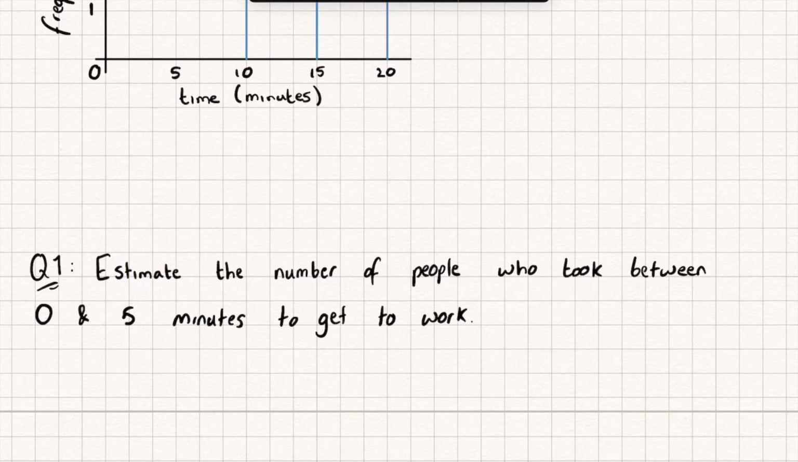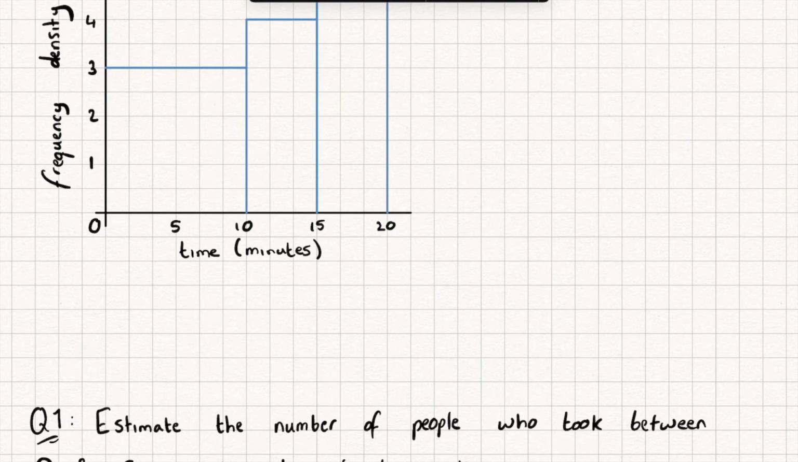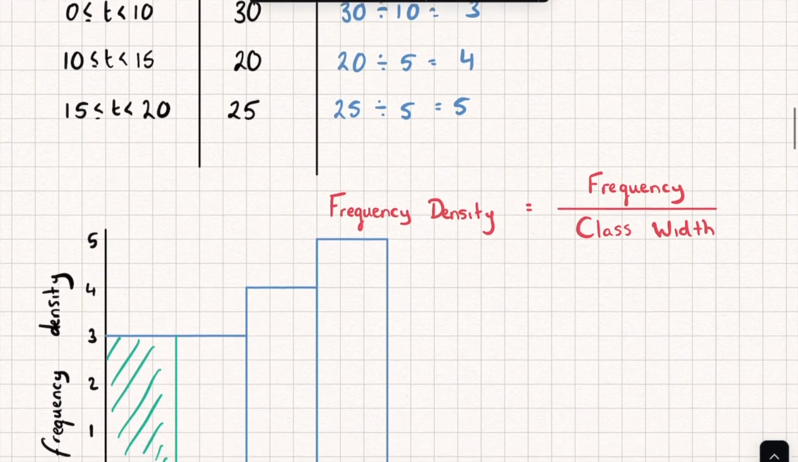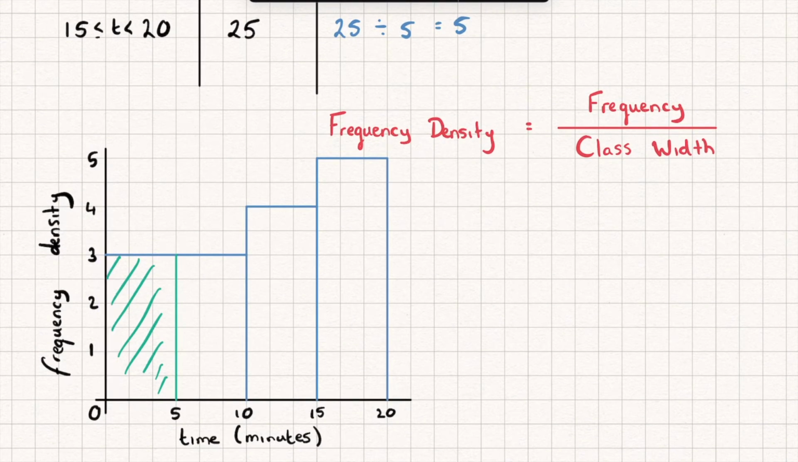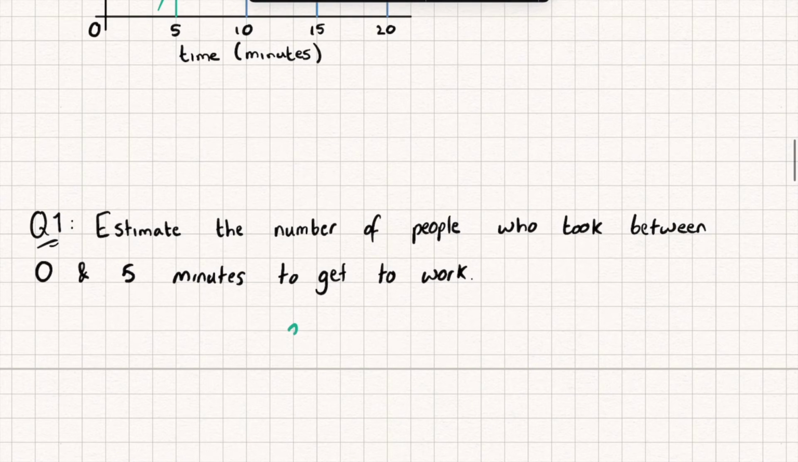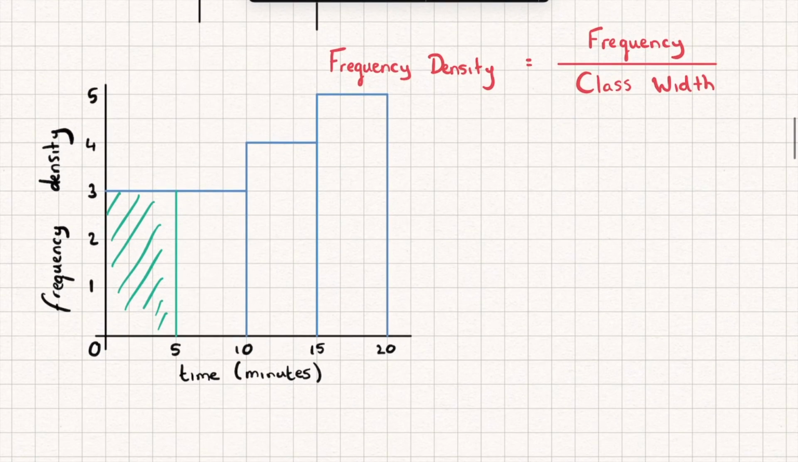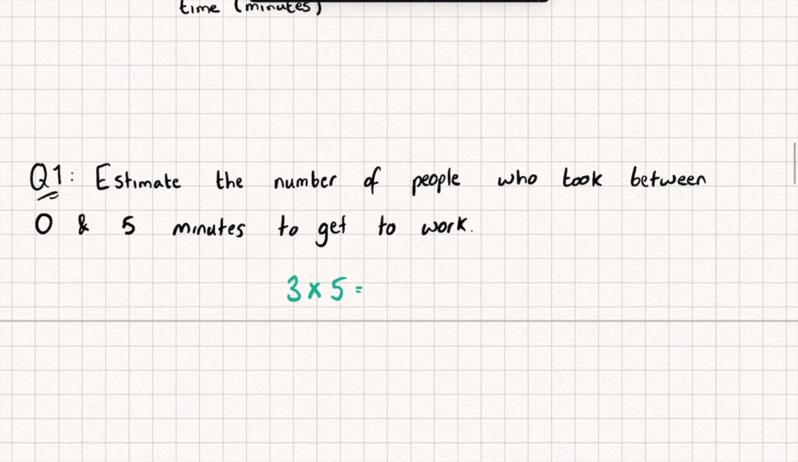But the way we're going to estimate this is by looking at the area, okay, between 0 and 5 minutes of our bar. So this shaded area here, that's going to tell us an estimate for the number of people who took between 0 and 5 minutes to get to work. And remember, if you're unsure, we could actually use our formula that we've got here and rearrange it to find the frequency. So that's the frequency density, which in this case is 3 for this bar. So let me write that down. It's 3. And it would be multiplied by the class width, which is 5. And so we get an estimate of the frequency of people, which is 15.